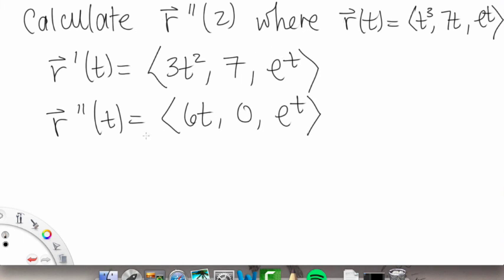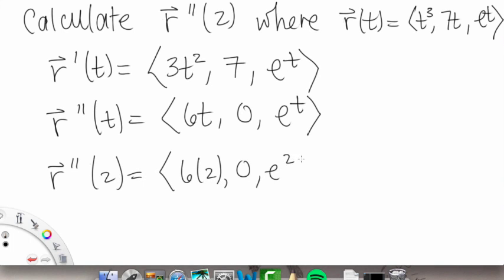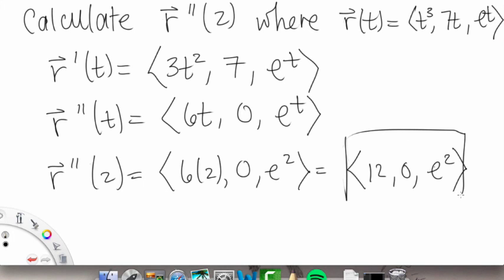Now we're almost there. We just need to plug 2 into this second derivative. If you plug in 2 for t, we get 6 times 2, 0, and e to the 2 power. This ends up being 12, 0, and e squared. That does it for that problem. Pretty simple, right? Now let's go on to rules for differentiation.